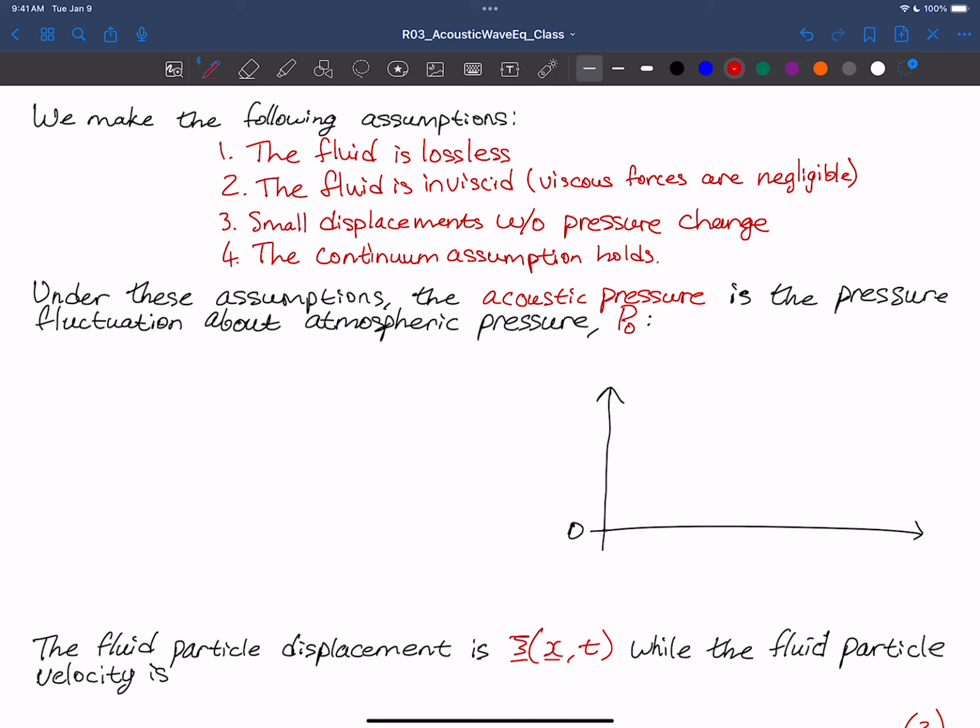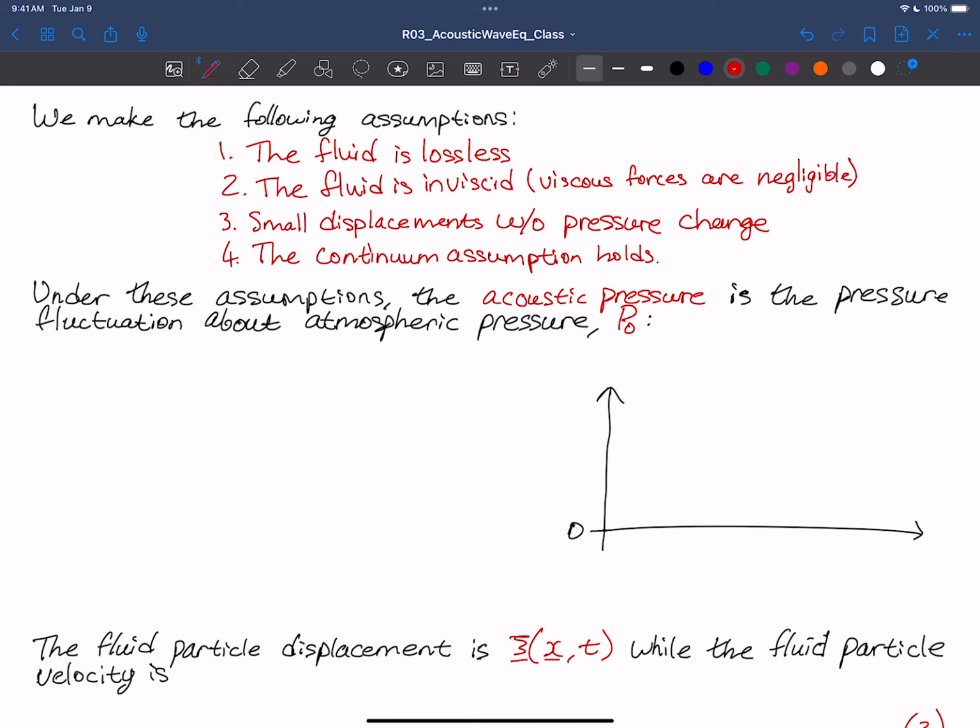So under these assumptions, we can define what is called the acoustic pressure. And the acoustic pressure is some fluctuation about the atmospheric pressure. So the atmospheric pressure is the mean pressure. And then sound waves are small fluctuations about that pressure.